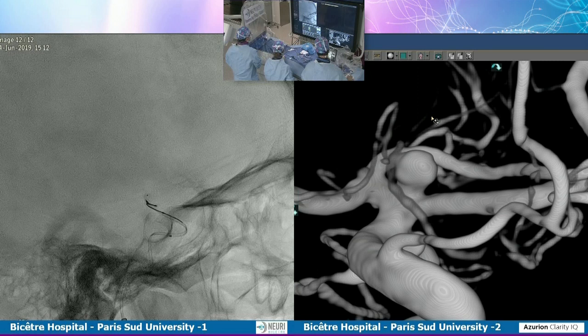But we want to be sure that it's nice. And we will not detach the WEB at this level. We will be doing a VasoCT to be sure that it's perfectly apposed to the neck and fits in the sac of the aneurysm. Did he do an angiogram?